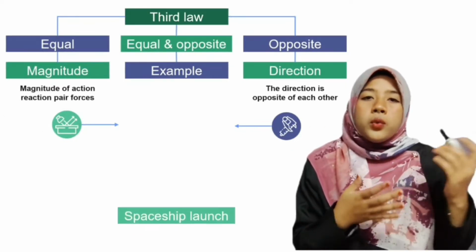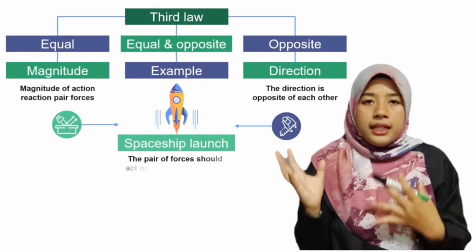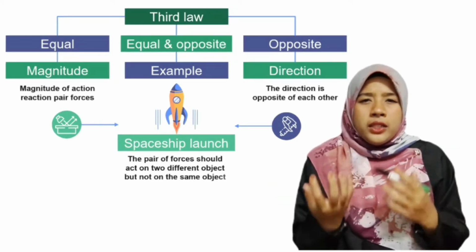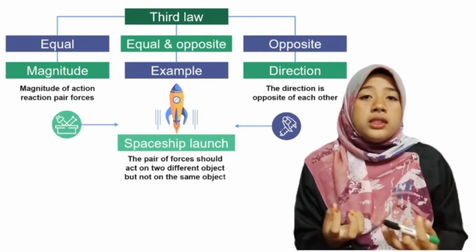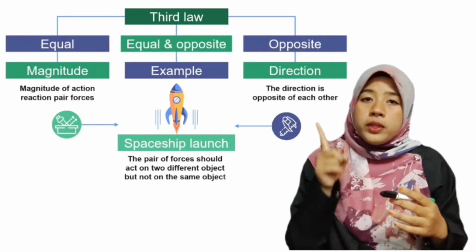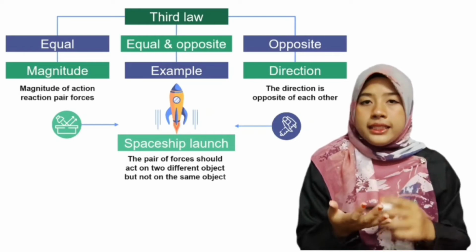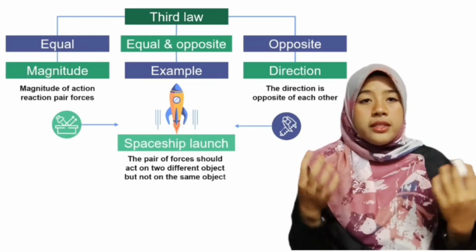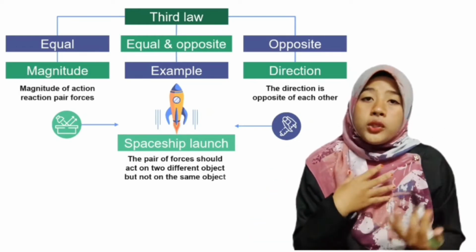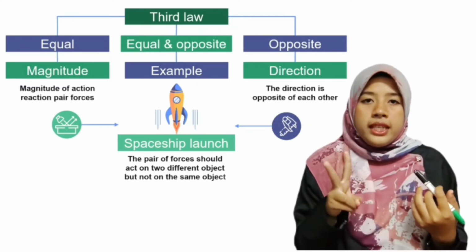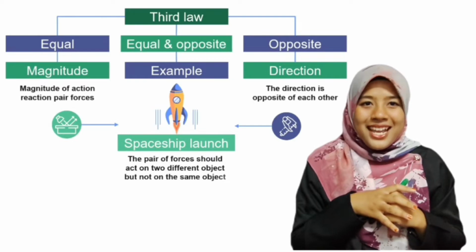For example, here we have a spaceship launching. As you burn fuel in a spaceship, you cause the front of it to push forward, while you push the exhaust gas backward, resulting in equal and opposite force. This concludes that the pair of forces must act on two different things, not on the same object.